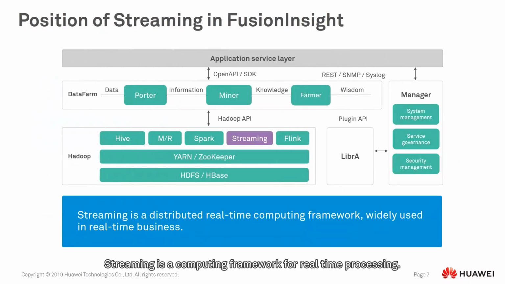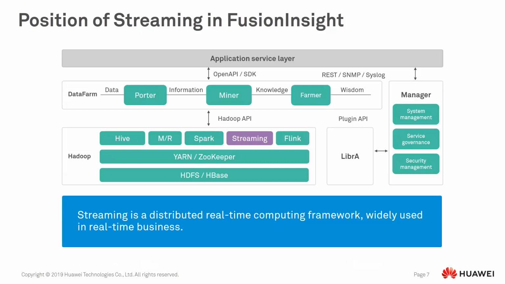In Fusion Insight, streaming is a computing framework for real-time processing. Streaming does not have any state managing capabilities. It instead uses Zookeeper to manage its cluster state, such as message acknowledgements, processing status, and so on. This enables streaming to start right from where it left off, even after a restart.